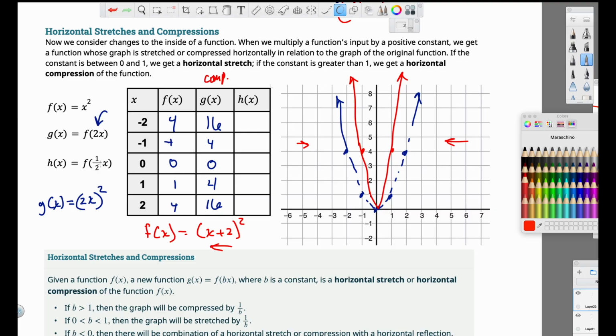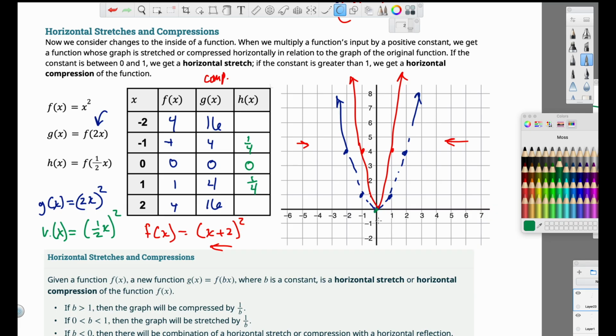Now, for this one we're going to use a constant of 1/2. So what do you think is going to happen with this? If I put in 0, we still get 0. So I get this point right here, still 0, 0. Now I'm going to put 1/2 in here. So now we're on h. This is h of x equals 1/2 x squared. So when I put 1 in here, 1/2 times 1 is a half, and I square 1/2, I get 1/4. So negative 1 would still give me a positive fourth, right?